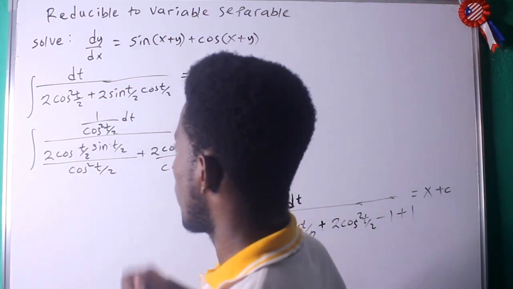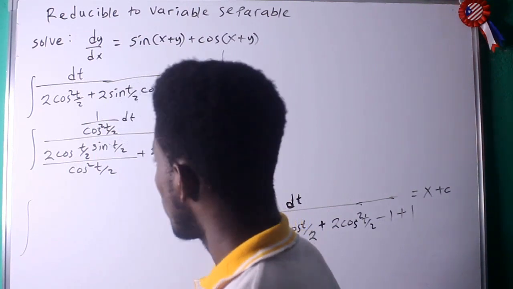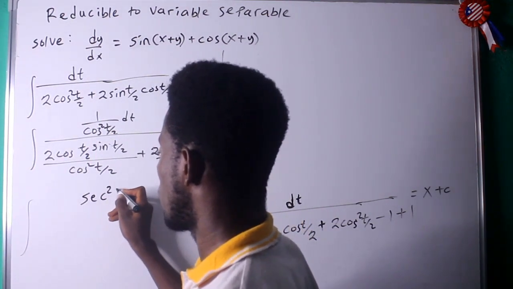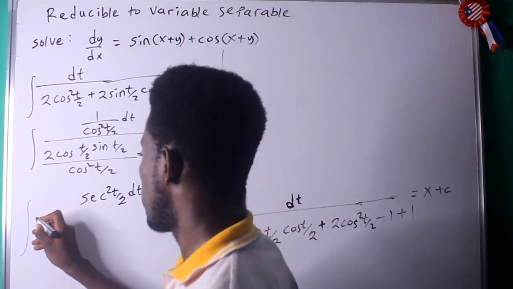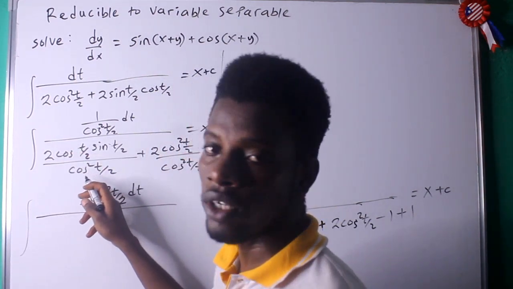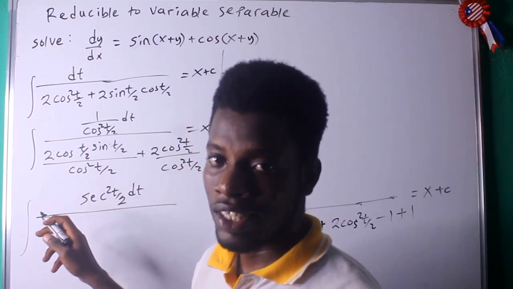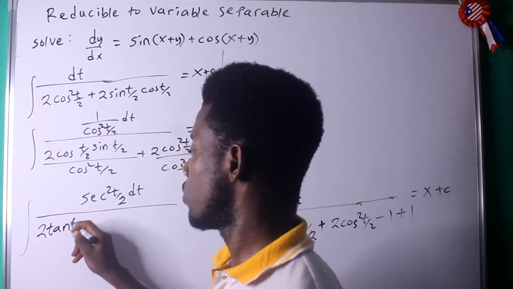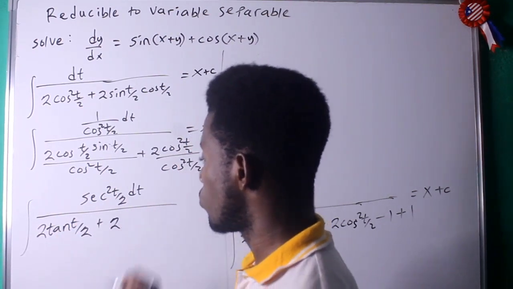So here you have to simplify this. 1 over cos square is secant square. So over here you have secant square t over 2 dt all divided by, here you have a cos t over 2 goes into here, you have cos t over 2 under here, and sin t over 2 divided by cos t over 2 is tangent t over 2. So you have 2 tangent t over 2 plus, then these are going to cancel out, you have plus 2.